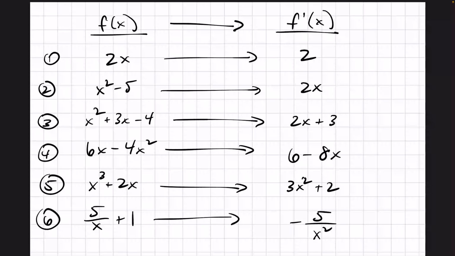So take a look at these. Take a look at f. F is the original. F prime is the derivative. That's how we started, number 1, number 2, number 3 in the practice, and that's how we finished.